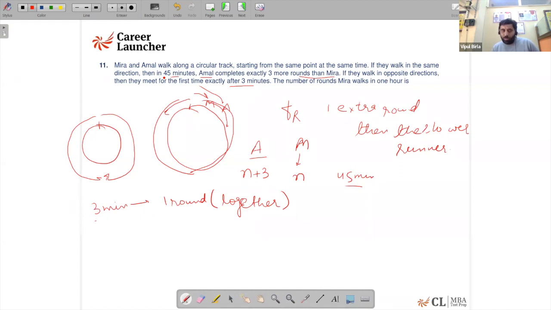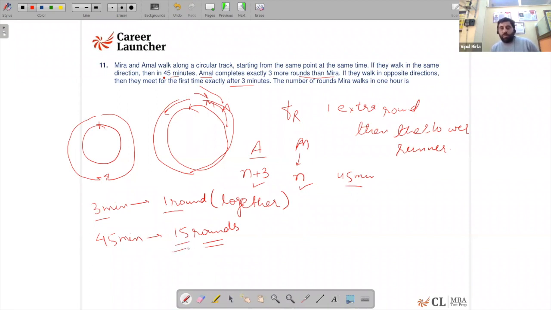So can I say in 3 minutes, if they complete 1 round, therefore in 45 minutes, which is 15 times of that, together they will complete 15 rounds. So one thing I got to know, since in 45 minutes, if they are moving in the same direction, Mira has covered n rounds while Amal has completed n plus 3 rounds. While moving in the opposite direction, together they have completed 15 rounds.